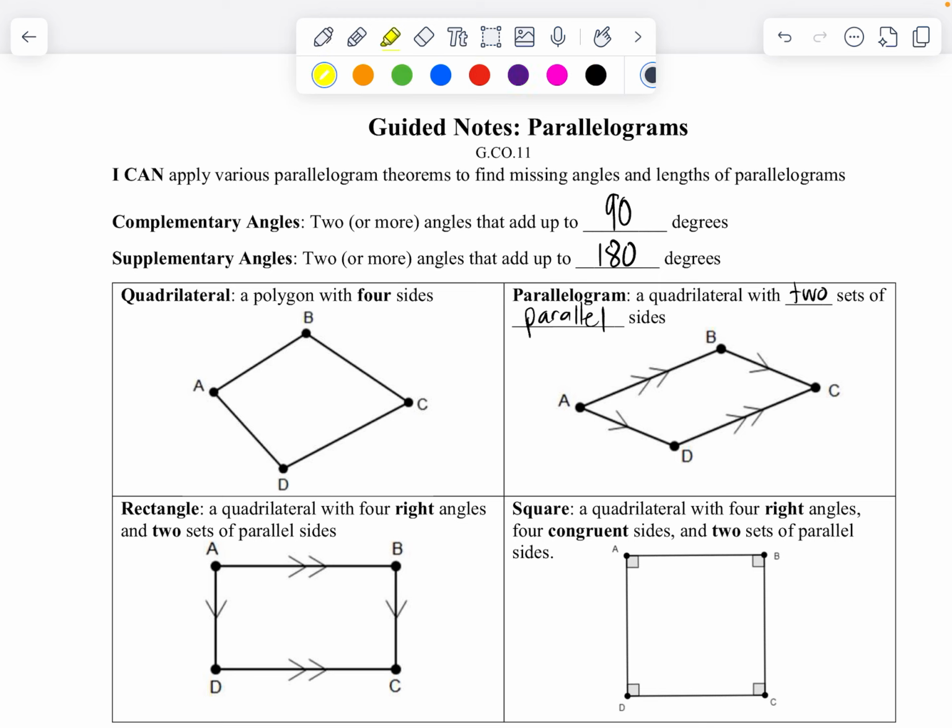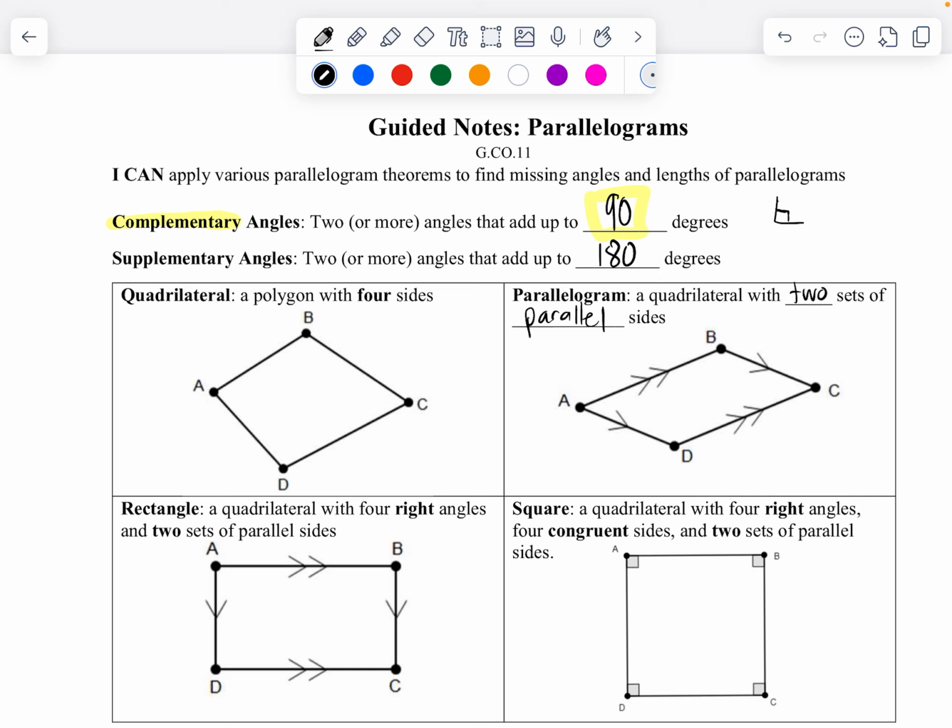First off is complementary angles. That word complementary implies that your angles are going to add up to 90 degrees. So two or more angles together add up to 90. Remember, the symbol for 90 degrees in geometry is usually a little box that you're going to see there.